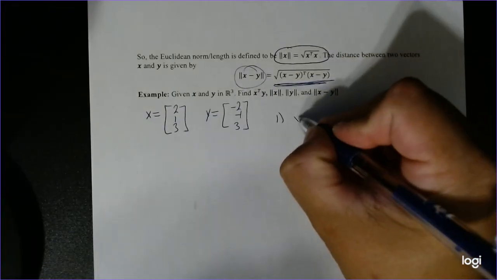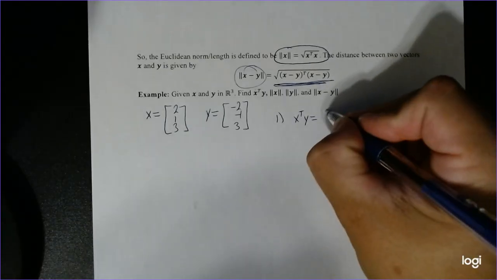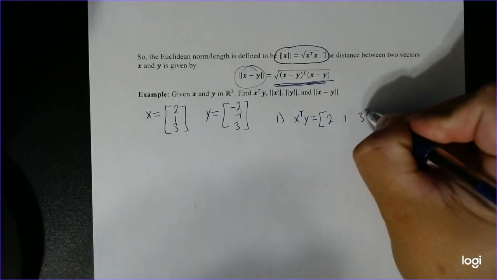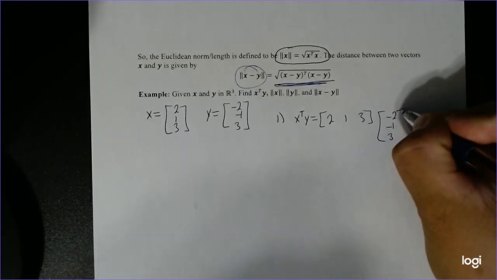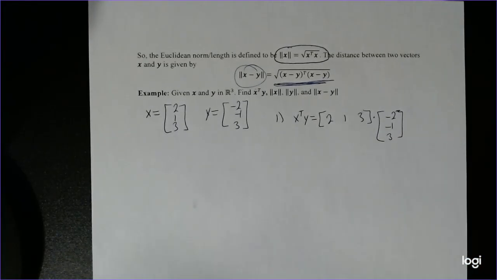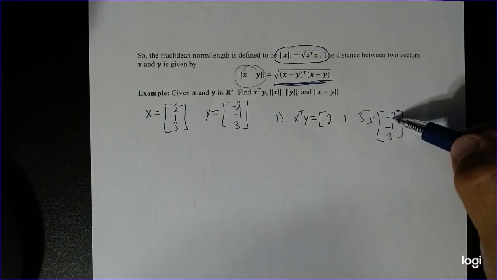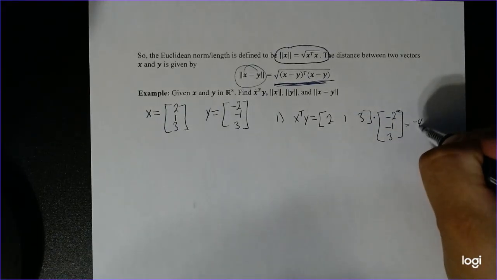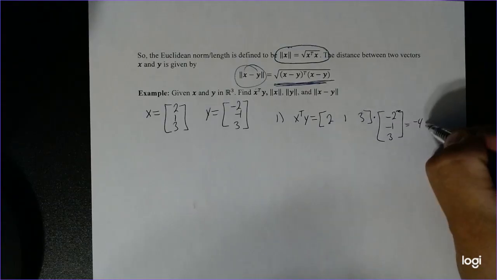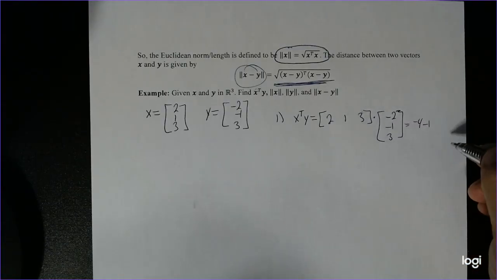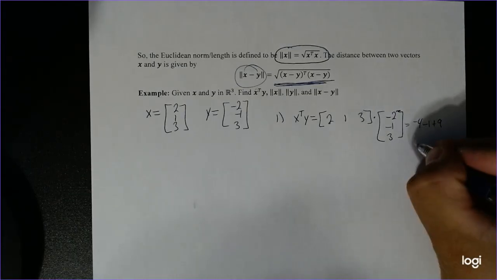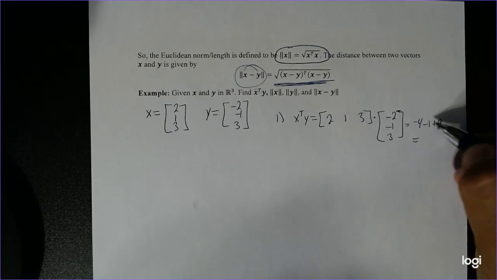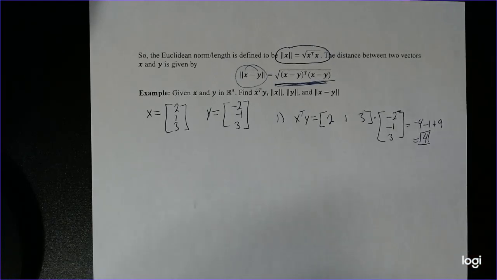So this is basically the dot product. Well, it is the dot product actually, right? So 2 times -2 is -4, 1 times -1 is -1, and then finally, 3 times 3 is 9. So -4 plus -1 is -5, plus 9, so it's going to be 4. So that's our dot product.